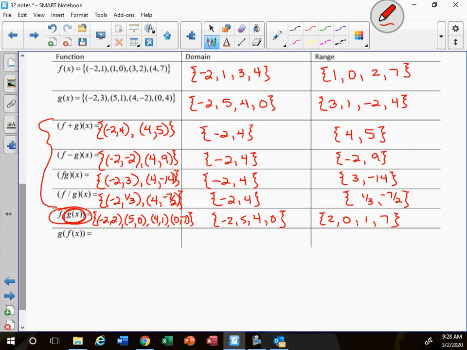We start with the f of x now. Negative 2 gives me 1. 1 gives me nothing. 1 gives me 0. 0 gives me 4. So I've got 1, 4. 3 gives me 2. 2 gives me nothing. 4 gives me 7. 7 gives me nothing. So that's it.